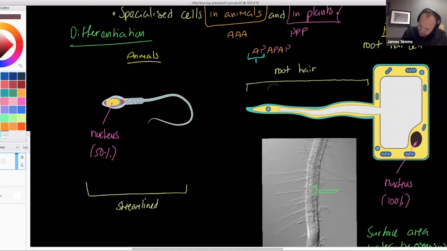Okay, active transport. So the shape of our root hair cell represents its function, because you can imagine, if we could actually see the soil that was around this root hair cell, the blocks of soil, this root hair gives a greater surface area for absorption.